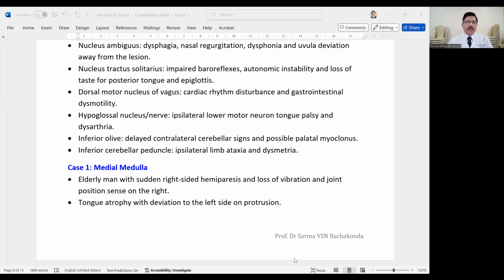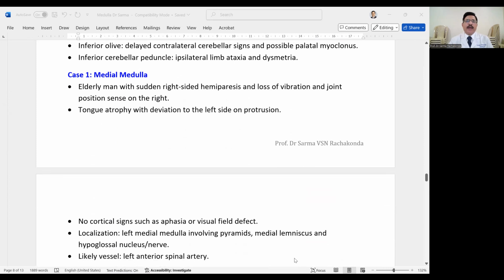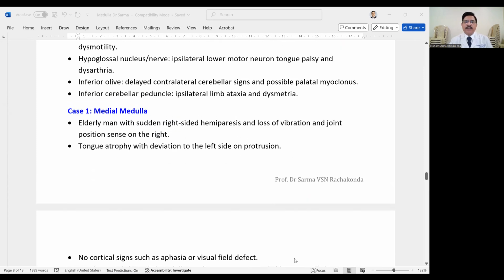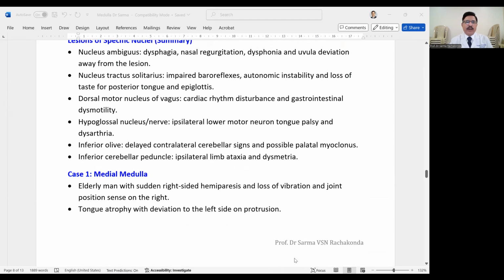Now, I'm going to give you a case. Elderly man, sudden right-sided hemiparesis, loss of vibration and joint position sense on the right side only, tongue atrophy with deviation to the left side on protrusion. What is the case? What syndrome is that? It is medial medullary syndrome. Which artery is involved? Anterior spinal artery, or the paramedian branches of the vertebral artery.